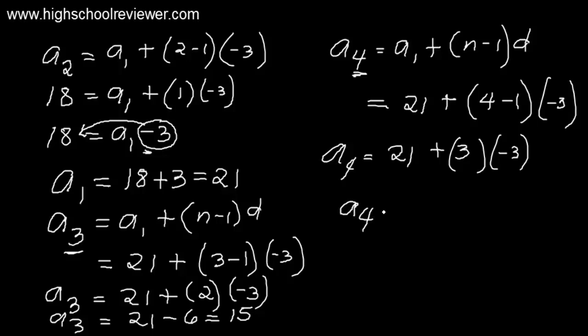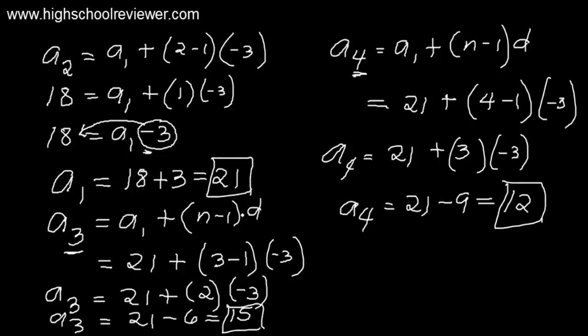So a sub 4 will be equal to 21. Positive 3 times negative 3, negative 9. So this will be positive 12. So therefore, a sub 4, positive 12, and a sub 3, positive 15, and a sub 1, positive 21. They are our final answers.